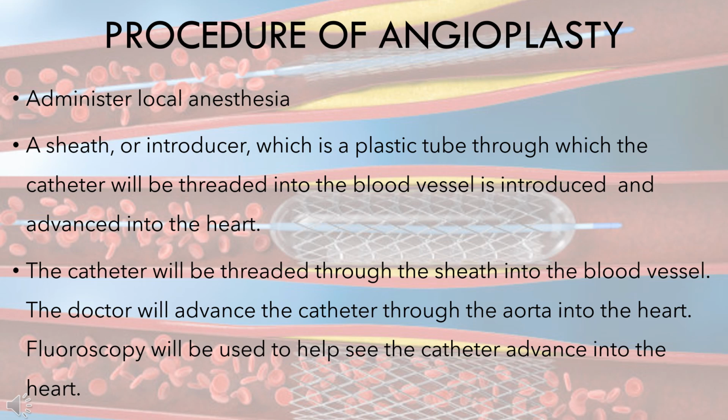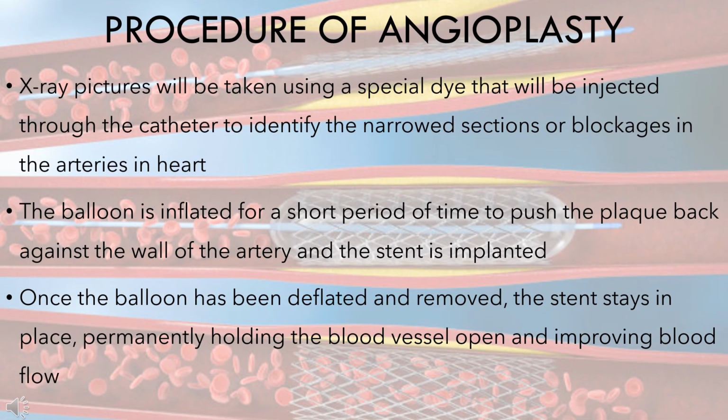The doctor will advance the catheter through the aorta into the heart. Fluoroscopy will be used to help see the catheter advance through the heart. Once the catheter is in place, X-ray pictures will be taken using a special dye that will be injected through the catheter to identify the narrowed sections or blockages in the arteries of the heart.